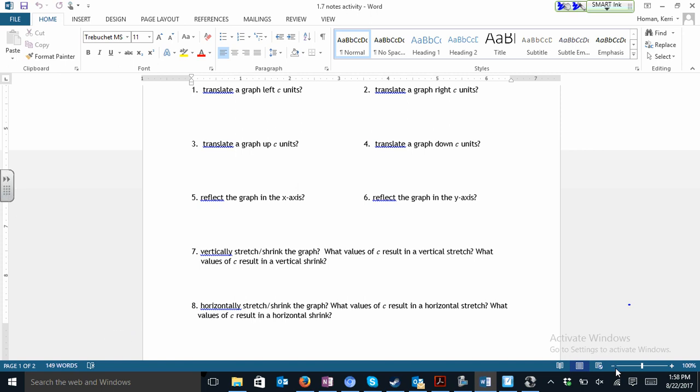Okay, translate the graph left C units. We're going to do all of this in function notation, so you could apply it to anything. Okay, if we wanted to move to the left, what did we need to do? Add inside the function, inside the parentheses. And to shift to the right, we subtract inside the parentheses. If it's inside the function, it is affecting our graph horizontally.